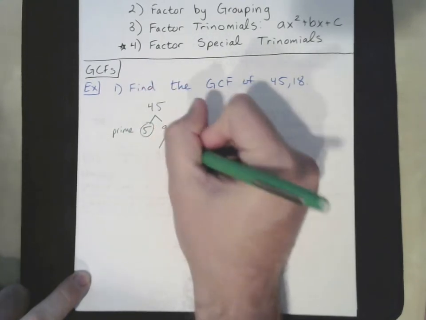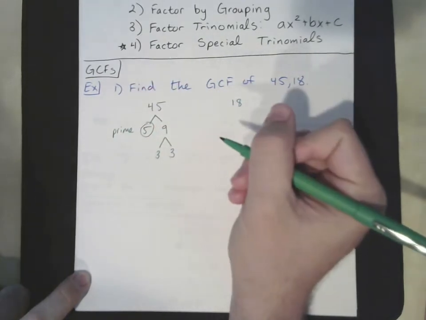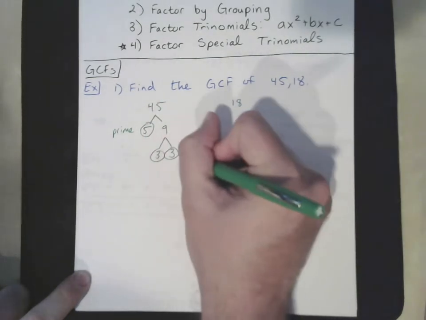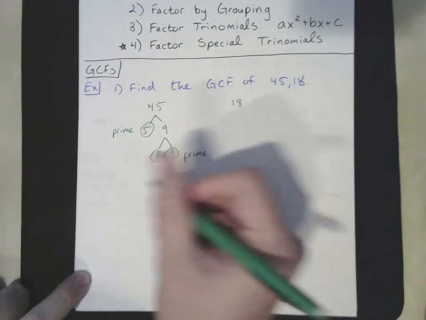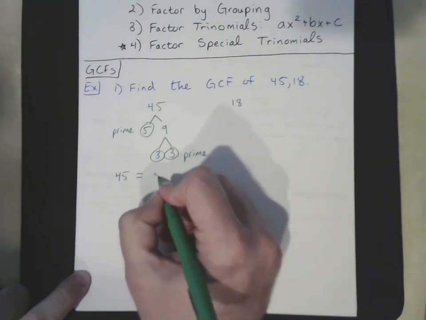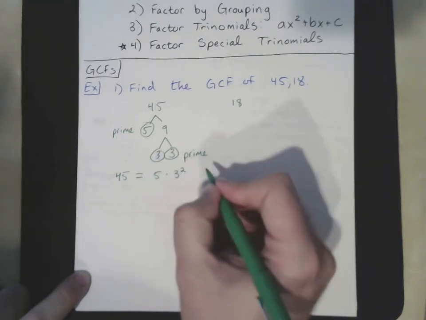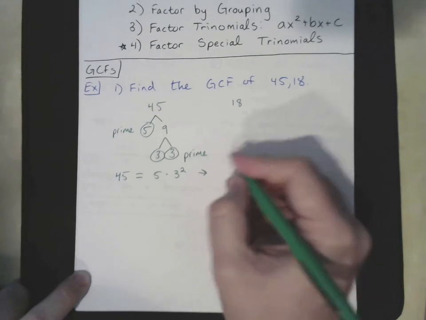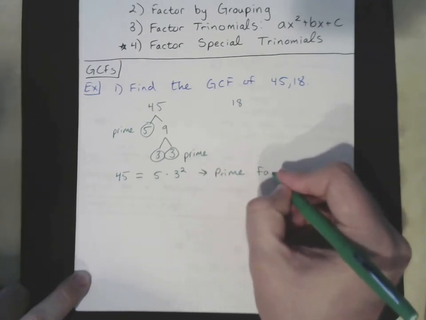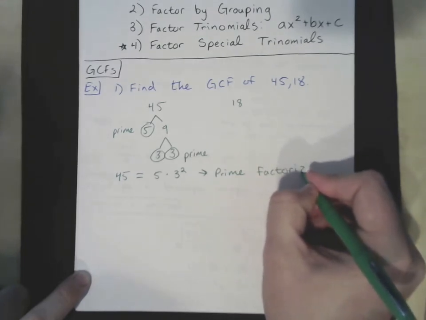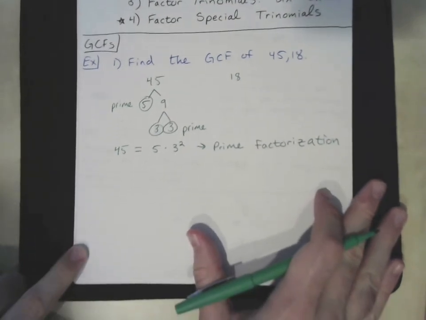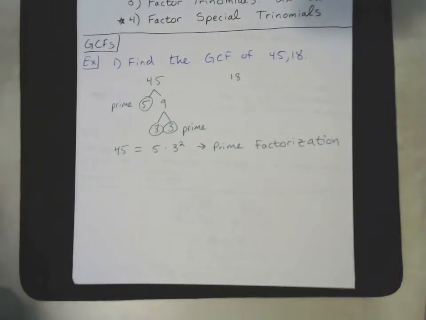Then 9 can be split into 3 and 3. Both 3's can't be split any further, so I'm going to circle those because they're prime. And so we can write 45 as 5 times 3 squared. This is what's called the prime factorization of 45. My writing got a little big there as we kept going.